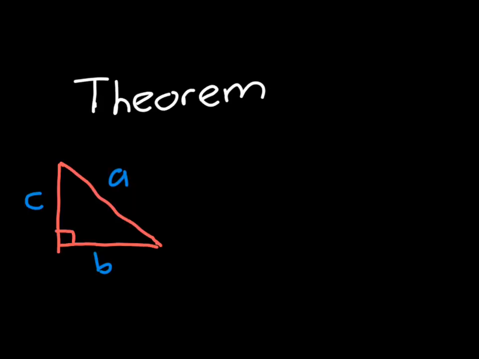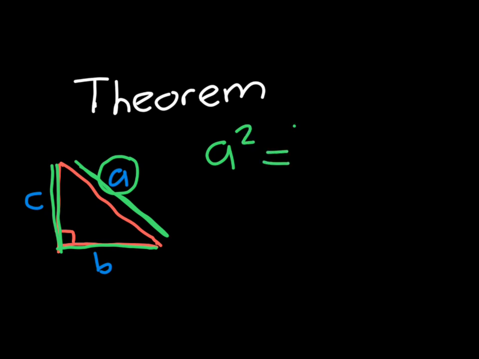The Pythagorean theorem dictates that if we have a right-angled triangle, we can find the length of this side, which we have labeled A, by simply squaring and summing the remaining two sides. So that means that A squared is equal to B squared plus C squared. This is the Pythagorean theorem.